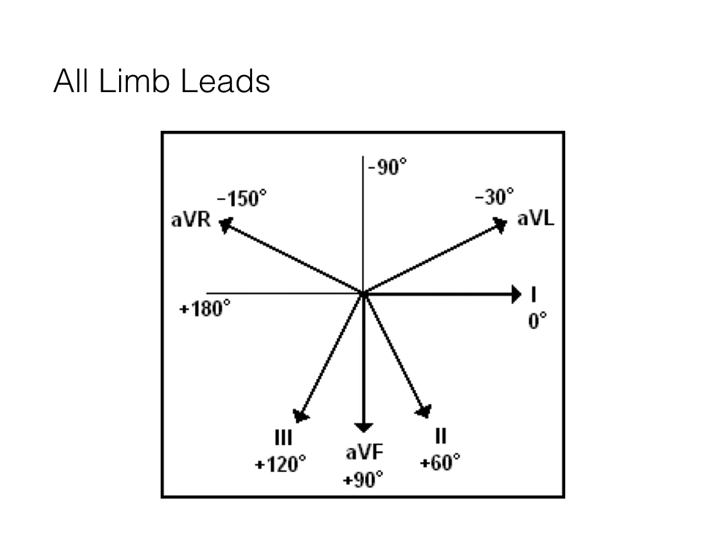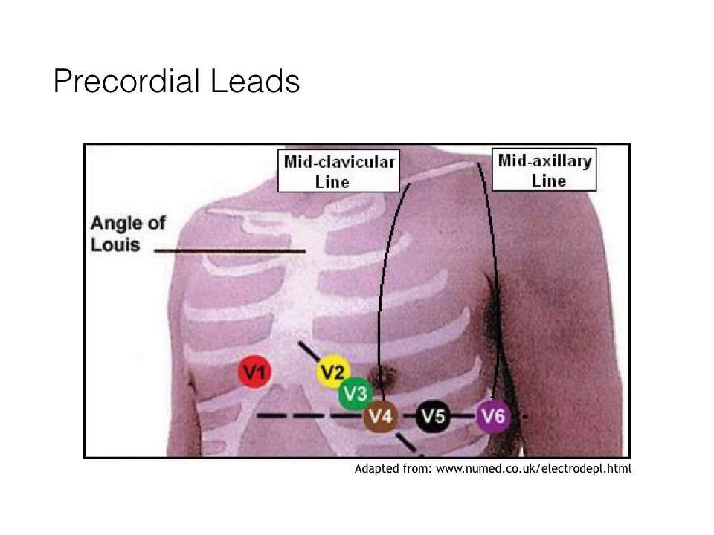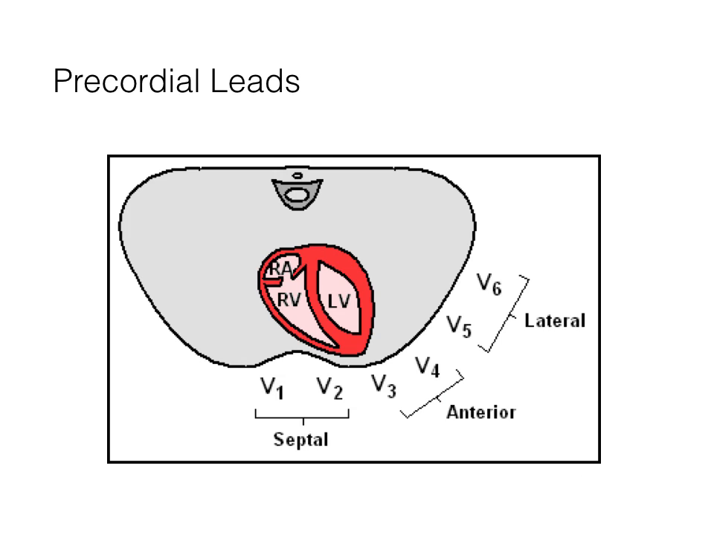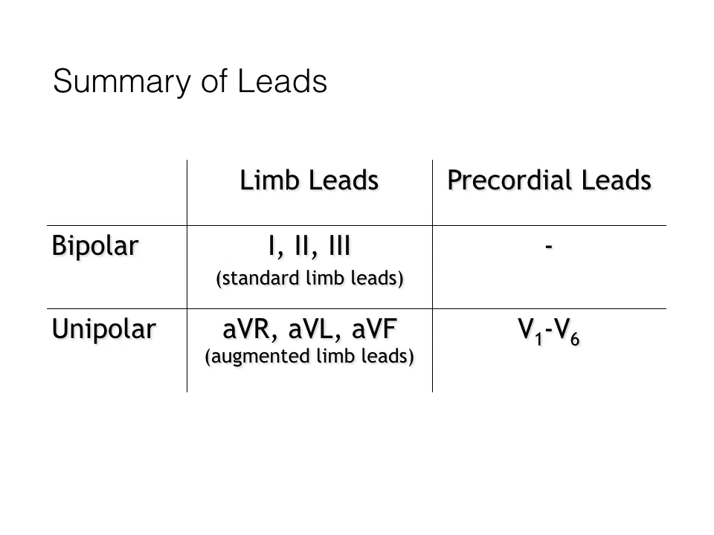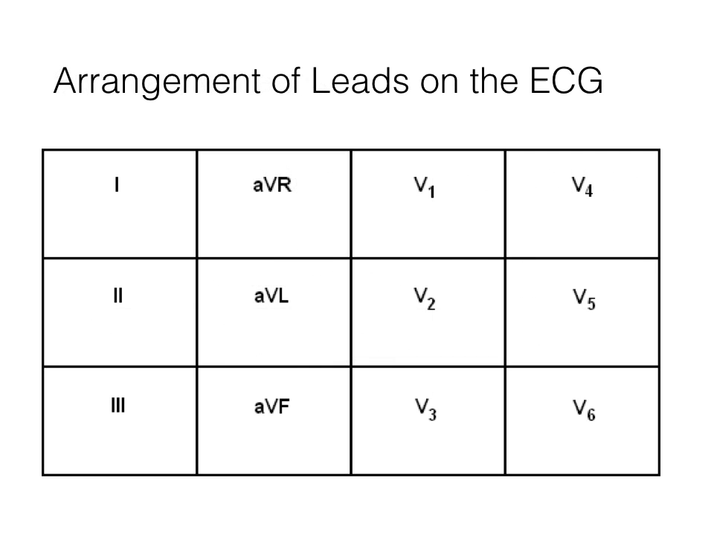These are the precordial leads V1, V2, V3, V4, V5, V6. Here we can see V1 and V2 represent the septal part, V3 and V4 represent the anterior part, V5 and V6 represent the lateral part of the heart. This is a summary of the different types of leads: limb leads and precordial leads. Now we will see the arrangement of leads on the ECG.